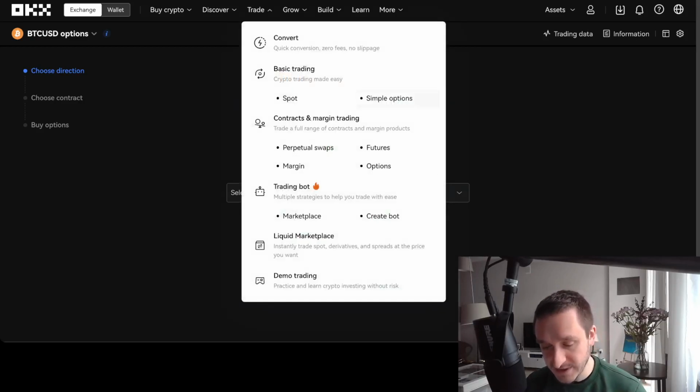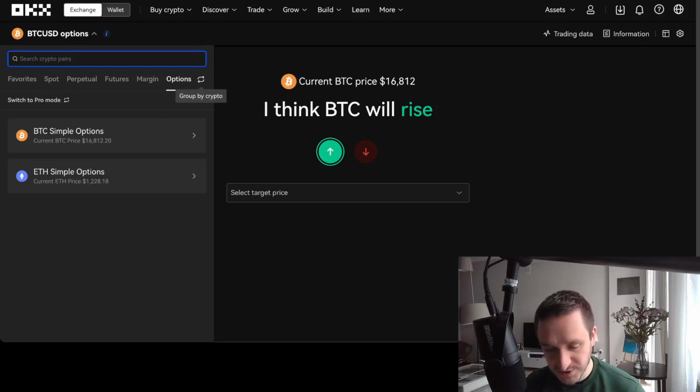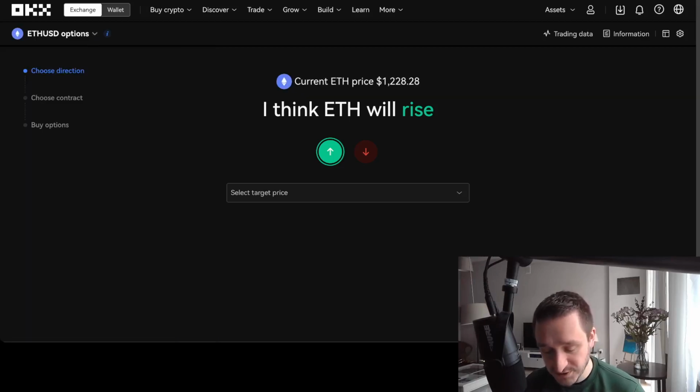options. When you click on simple options, you basically will see something like that, and you can switch between BTC USD options and ETH simple options. Basically, the way it works right now is that you have the current ETH price on the top, and then you basically choose the direction. So you can choose between ETH will fall, ETH will rise. The same for Bitcoin. If I were to go with Bitcoin options, BTC will rise, BTC will fall.